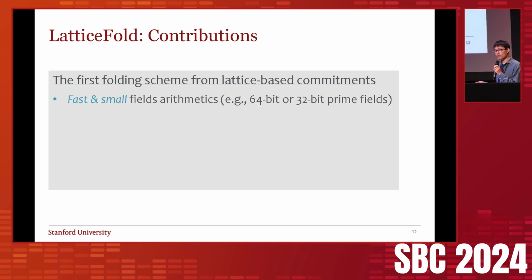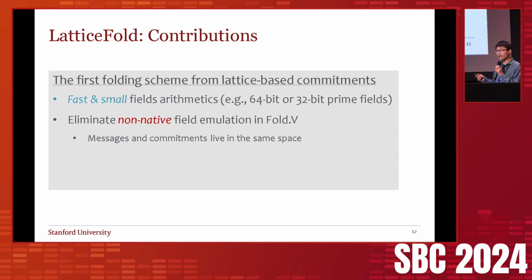First, now it supports the use of really fast and small field arithmetic. For example, you can use 64-bit prime fields or 32-bit prime fields. And second, because the commitment scheme has a really nice property, where the message space and commitment space all lie in the same kind of algebra object called a polynomial ring. So everything is done over the same field or same ring. There's no need to do non-native field emulation anymore in the folding verifier circuit. And this also makes the circuit concretely more efficient.